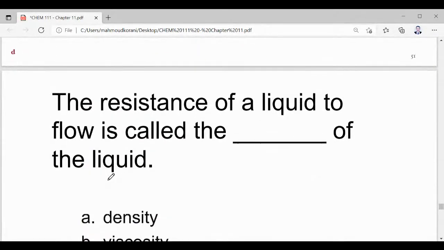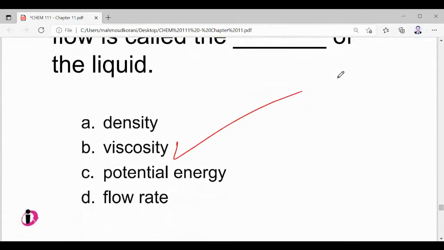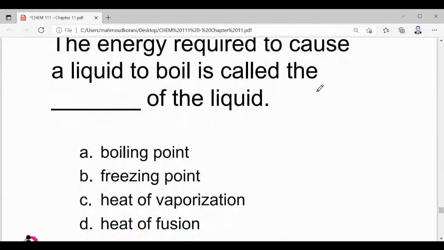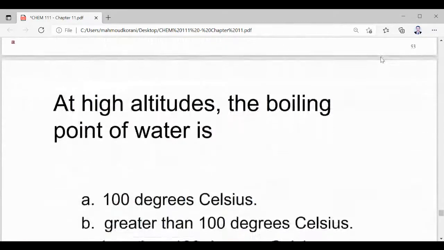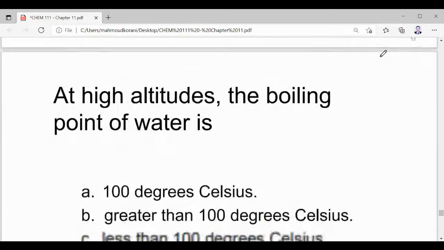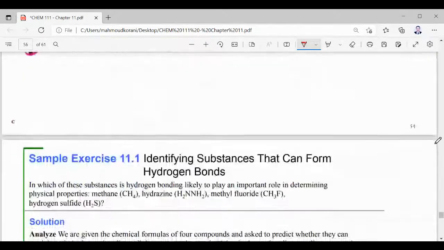The resistance of liquid to flow is called what? It's called the viscosity. The energy required to cause the liquid to boil is called the boiling point. At higher altitude, does the boiling point of water decrease or increase? As I told you, if you go to higher altitude, the pressure decreases. Once the pressure above the surface decreases, the boiling point decreases. So if the normal boiling point of water is 100, it should be less than 100.